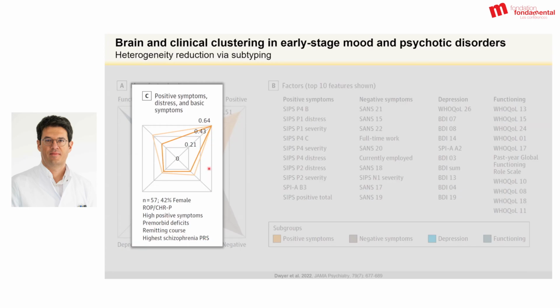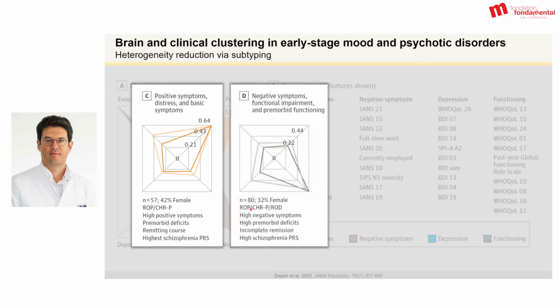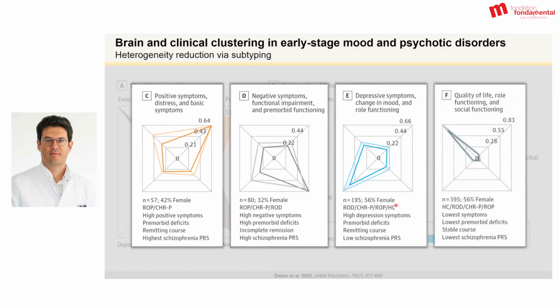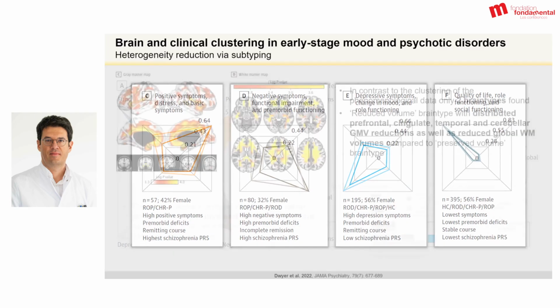They have the highest schizophrenia polygenic risk. Then you have negative symptoms, which was completely transdiagnostic, with incomplete remission, also high schizophrenia polygenic risk and high premorbid deficits. Then there was a depressive cluster, which was also quite transdiagnostic, but low polygenic risk for schizophrenia. Again, a remitting course, not so pronounced premorbid deficits, and a high functioning cluster where mostly healthy people were subsumed, but also some patients with the lowest premorbid deficit, stable course, and lowest polygenic risk for schizophrenia.